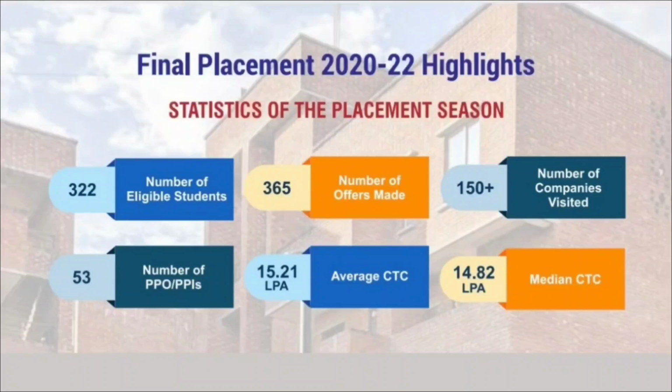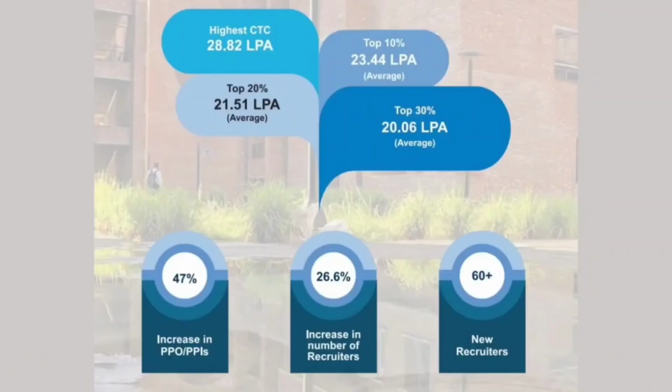Now if we consider the overall placements for IIM Kashipur for the 2020-2022 batch, there were 322 eligible students, 365 offers were made, and 150 plus companies visited the campus for recruitment. Then the highest CTC offered with this college is nearly 28.82 lakhs per annum. The top 10% candidates have an average salary package of 23.44 lakhs per annum. Top 20% candidates have an average salary package of 21.51 lakhs per annum, and top 30% candidates have an average salary package of 20.06 lakhs per annum.